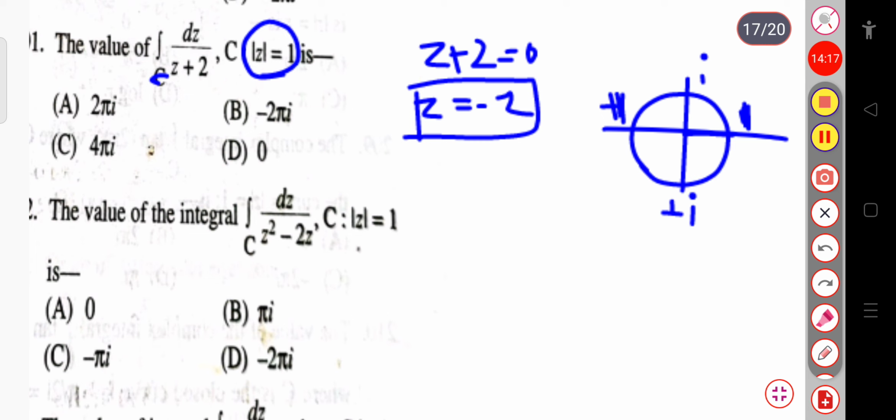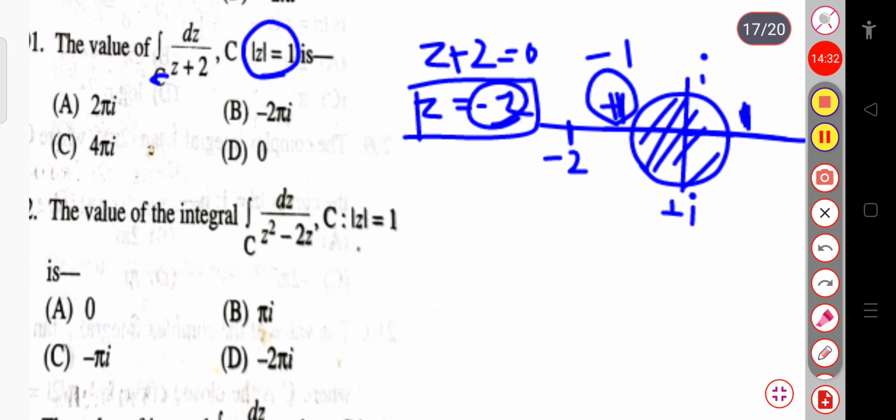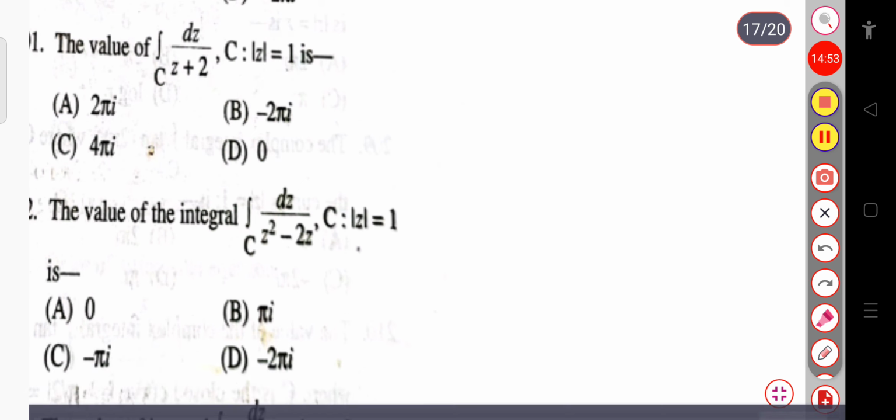Now if I look at the minus 2 point, this point is minus 1, and the minus 2 point will lie at this point, which does not lie inside the circle. Since this point lies outside the circle, the direct answer is 0. So just try to remember, if the z naught point does not lie within this region, then the integral is 0. Then let us see the next question.